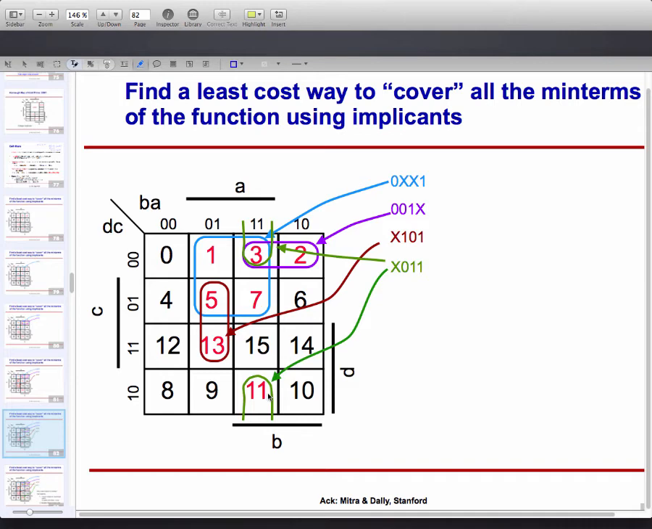Each one of these 4 is also an essential implicant in this case, because let's take the blue one. The only way this cell 1 can be covered is through this prime implicant, the face. Likewise, 13 can only be covered by this, 2 can only be covered by this, and 11 can only be covered by this green one. So they're all implicants, they're all prime implicants, and in this particular example, they are also all essential prime implicants.